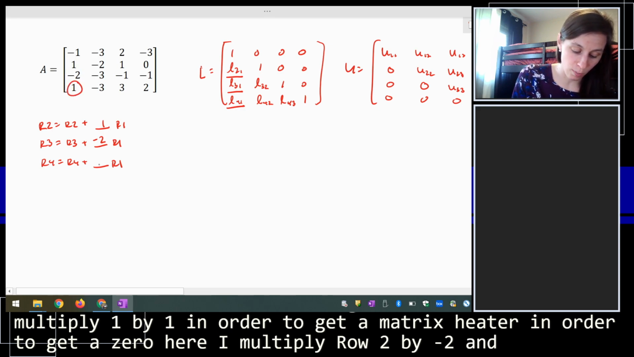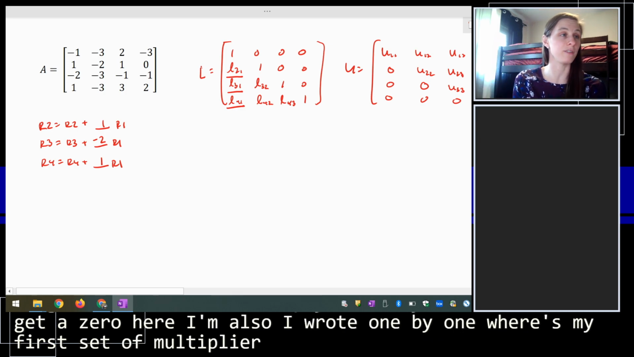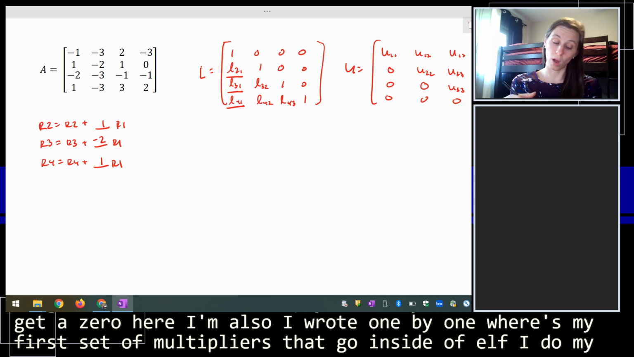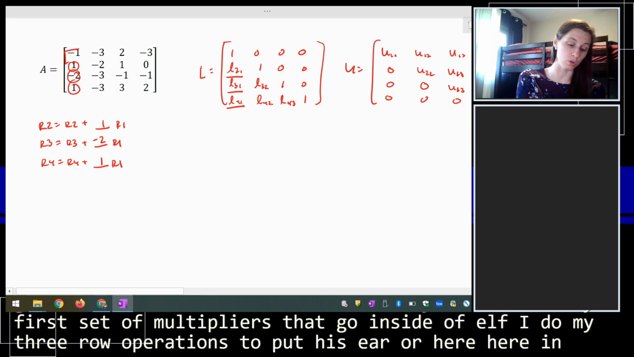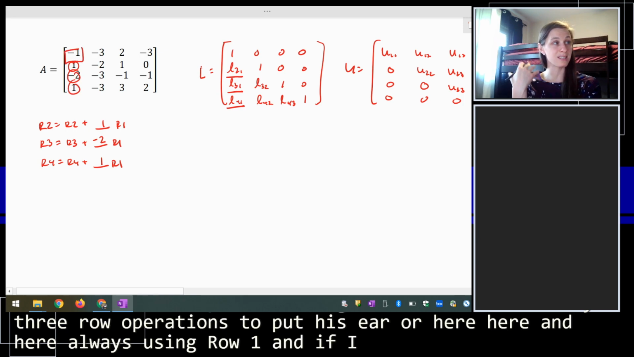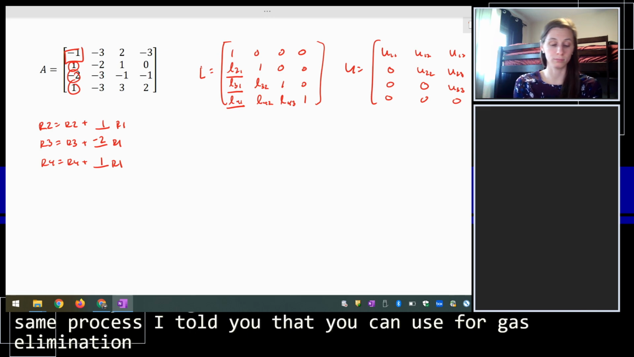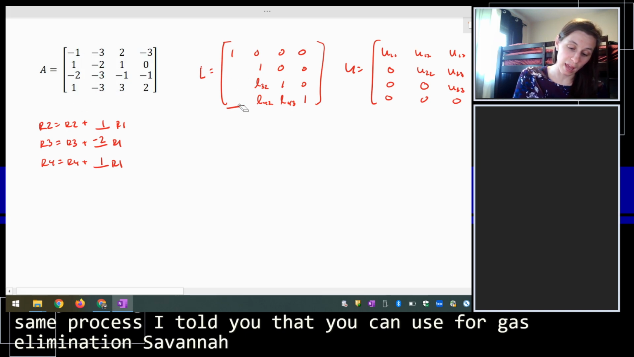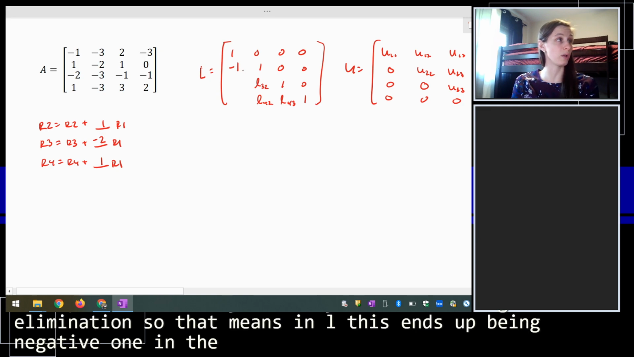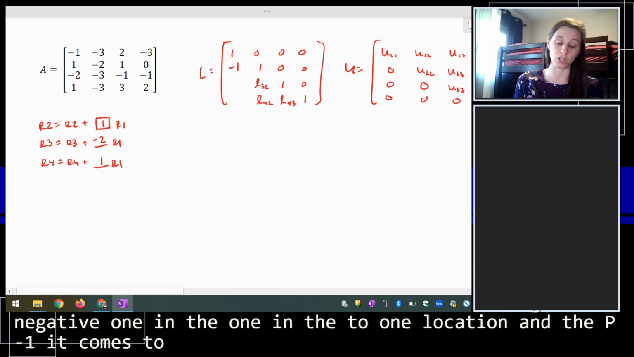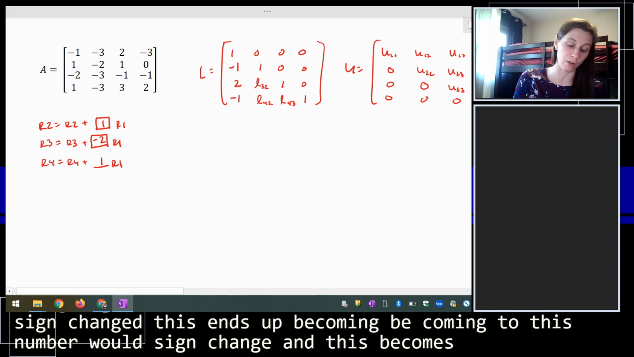And then to get a 0 here, I multiply row 1 by 1. So there's my first set of multipliers that go inside of L. I do my 3 row operations to put a 0 here, here, and here, always using row 1. And if you remember, this is the same process I told you that you can use for Gauss elimination. So that means in L, the 2, 1 location ends up being -1. It comes from this number with the sign changed. This ends up becoming 2, this number with the sign changed, and this becomes -1, which is this number with the sign changed.